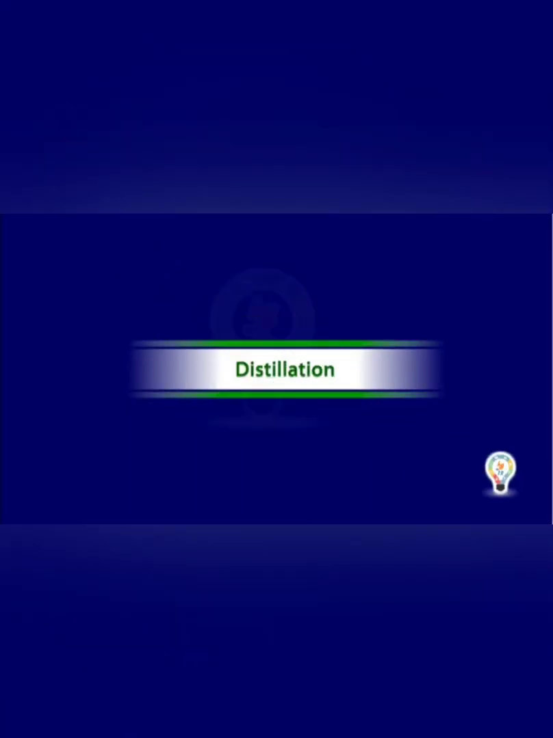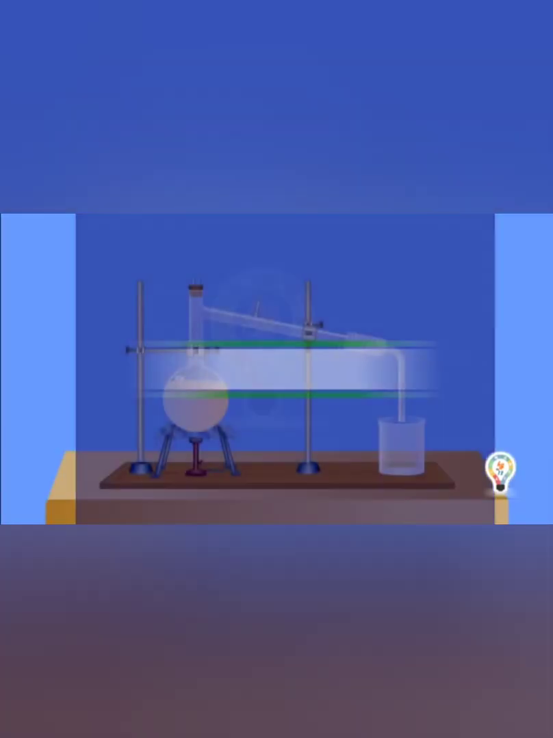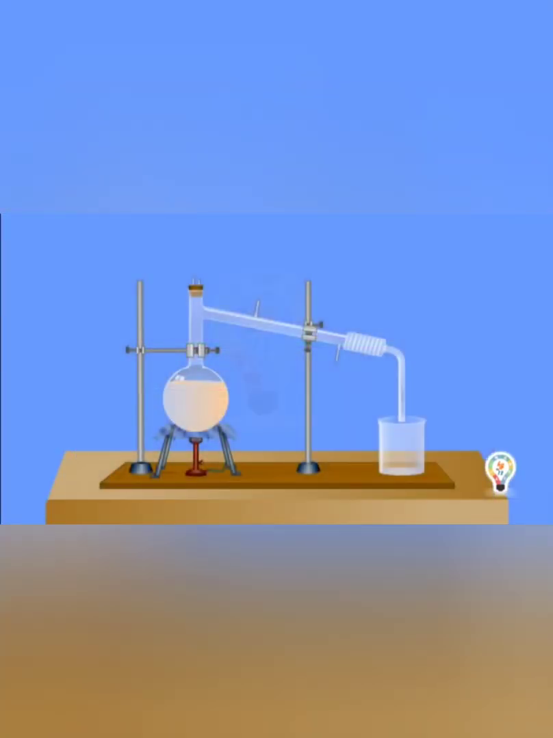Distillation is a method of obtaining pure liquid from a solution. In this process, the solution is heated so that the liquid evaporates. Let's understand this with an experiment.